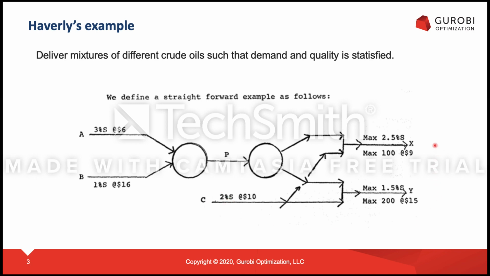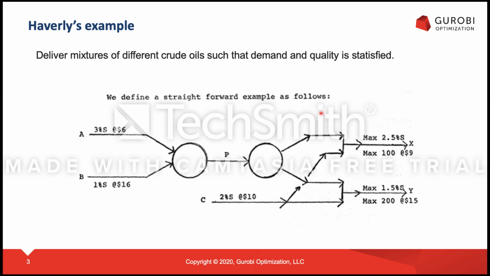But the customers in the end that want to buy oil, X says my oil must have at most 2.5% sulfur, while Y says my oil that I want to buy must not exceed 1.5% of sulfur. So there must be some blending going on. You cannot ship A alone to any of these customers.